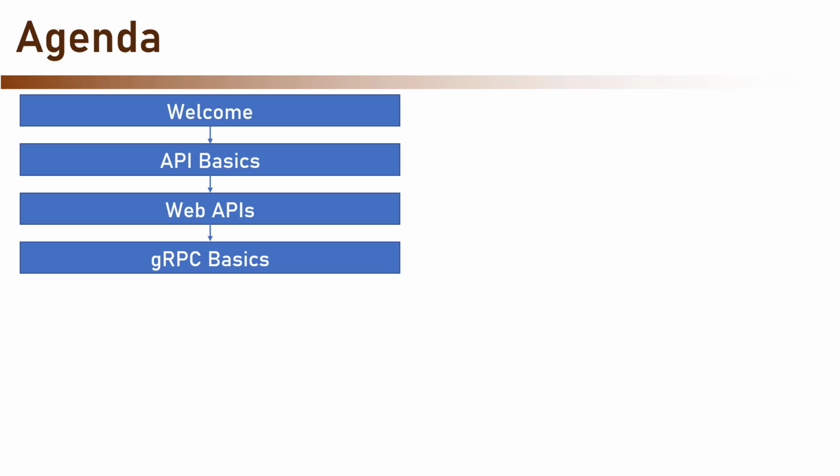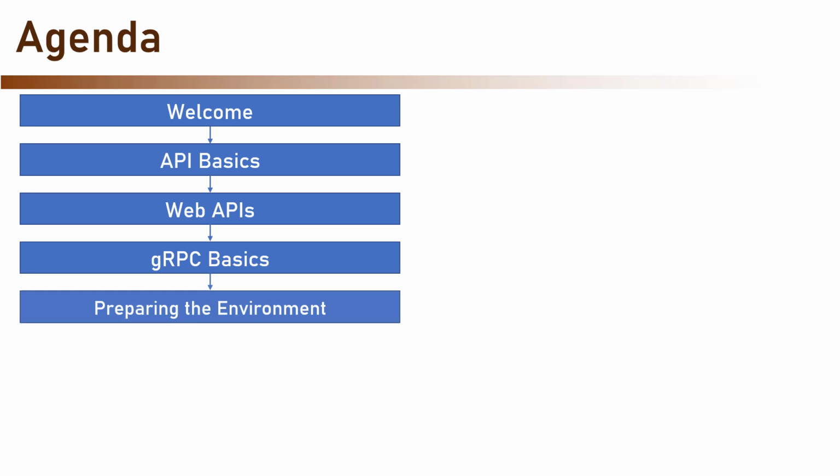In this section, we will talk about the basics of gRPC, why it's here, and what problems it solves. Then we will take a short break from the theoretical discussion and prepare our computer for working with gRPC. There are some installations and setups we need to do in order to develop gRPC APIs on our machine, and this is what we will do in this section.